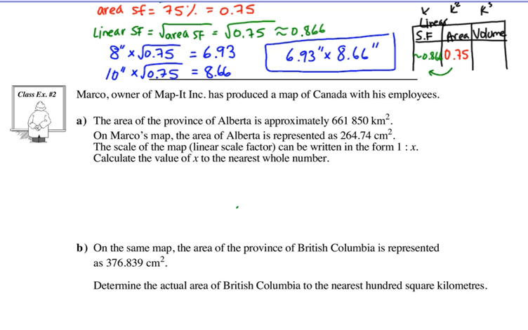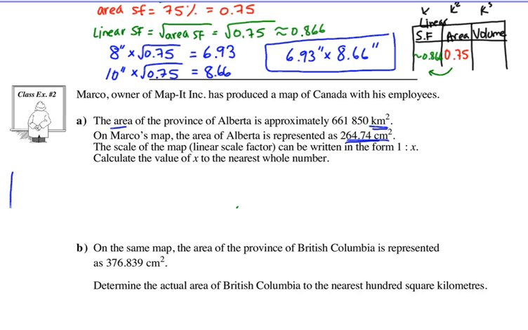Okay, example 2. Marco, owner of Map-It Incorporated, has produced a map of Canada with his employees. The area of the province of Alberta is approximately 661,850 kilometers squared. So they give us an area. How do I know that? Because the units are squared. On Marco's map, the area of Alberta is represented as 264.74 centimeters squared. The scale of the map, or the linear scale factor, can be written in the form of 1 to x. Calculate the value of x to the nearest whole number.